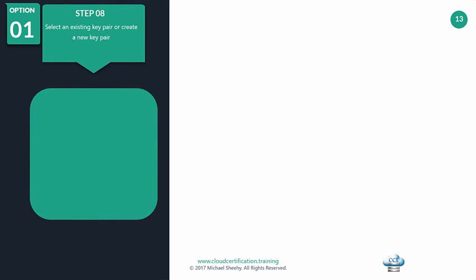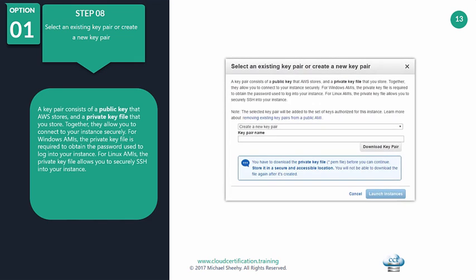Okay, so when you launch your image, the next step they'll ask you for is to select an existing key pair or create a new key pair. Now, a key pair consists of a public key that AWS stores and a private key file that you store. Together they allow you to connect to your instance securely. For Windows AMIs, the private key is required to obtain the password used to log into your instance. For Linux AMIs, the private key file allows you to securely SSH into your instance.